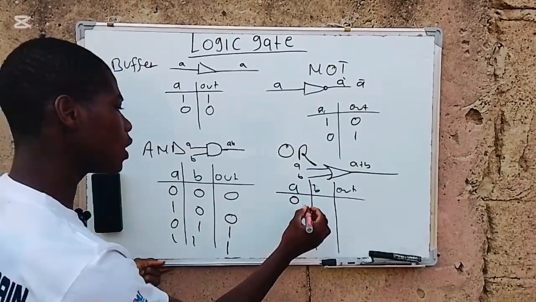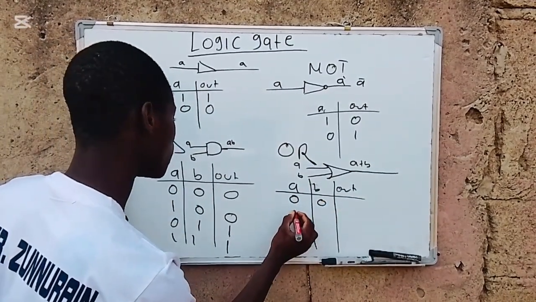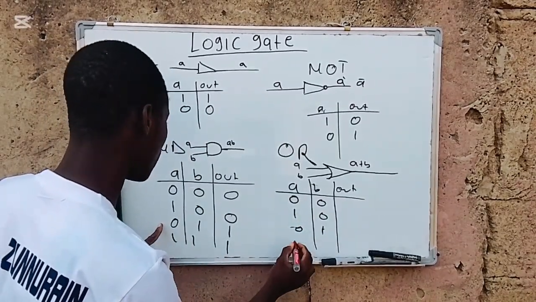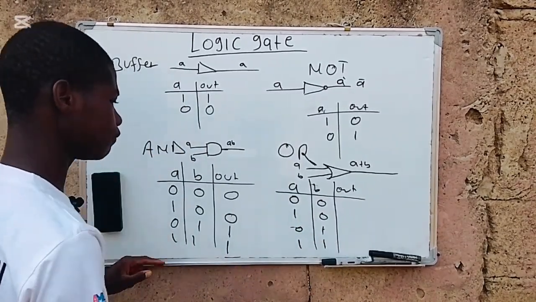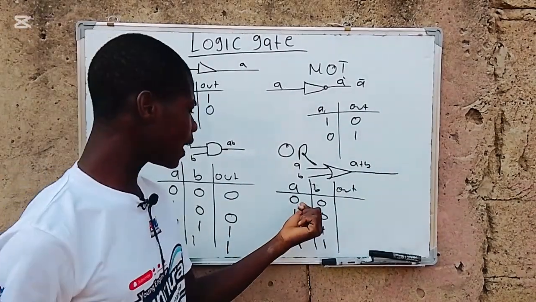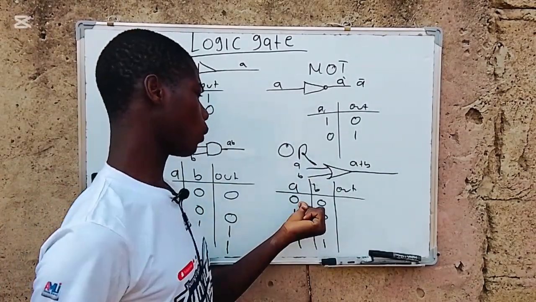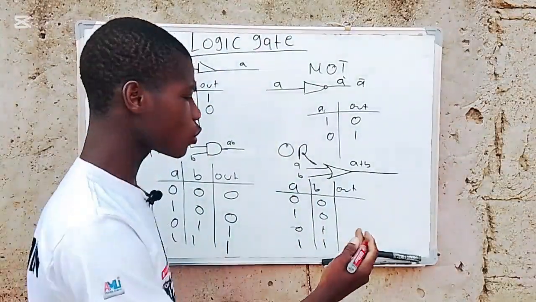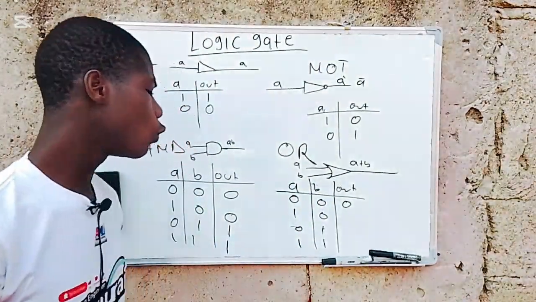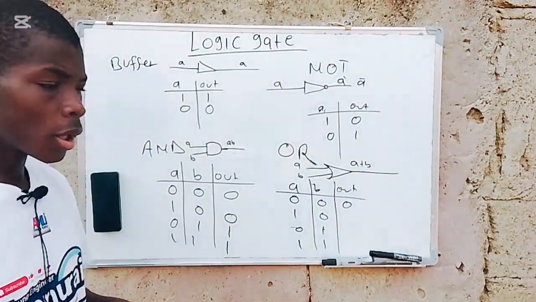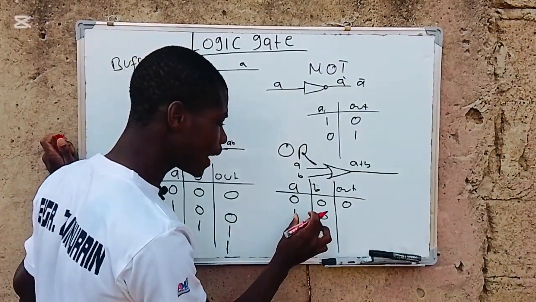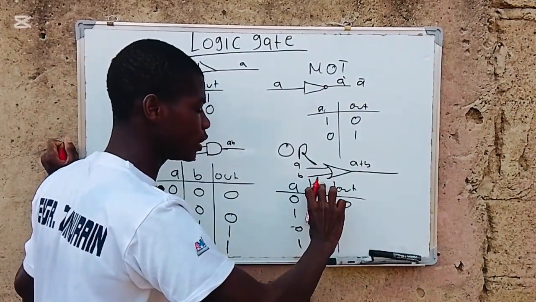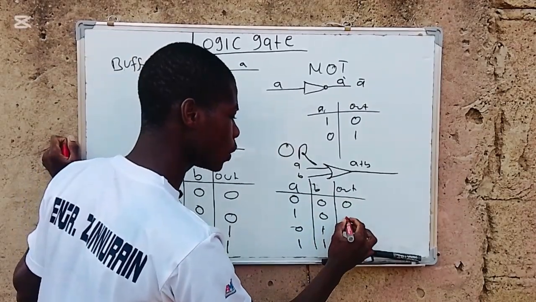Whenever, what will be the result if 0 and 0, if 1 and 0, again, if 0 and what? 1, and therefore if 1 and 1. So whenever, if input A and input B are both 0, the result will be the same as 0. But if input A and input B are 1 and 0, the result will be 1.